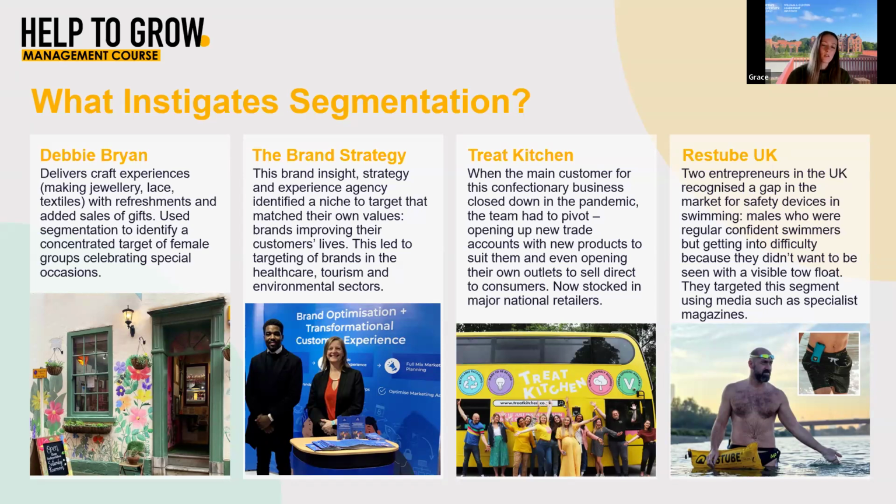So just showing here with this example how B2B segmentation can also be built around organizational values and missions. Again, coming back to what we discussed a little bit last week. The last two examples there, I can let you go through those in your own time, but Treat Kitchen were segmenting on the basis of a market change and the need to pivot their business model. And then Rest Tube segmenting on thinking about a gap in the market that was of interest to them as entrepreneurs.